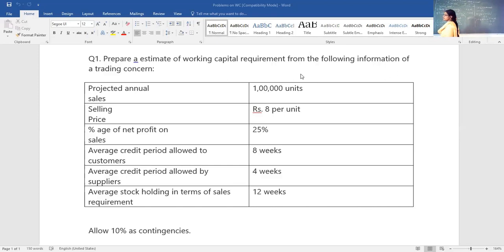How 8, Mohammed? Sorry, for suppliers it is actually 4. So 4 divided by 52, because this also is given in terms of weeks. So how much are you getting? 46,154. Okay. So I have only one current 46,153. Decimal round off.